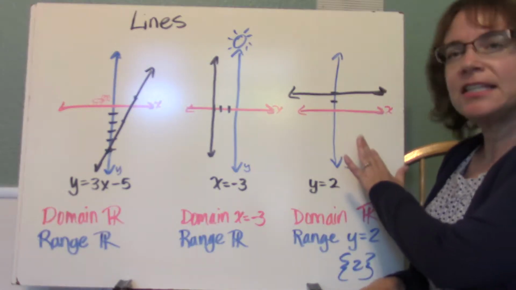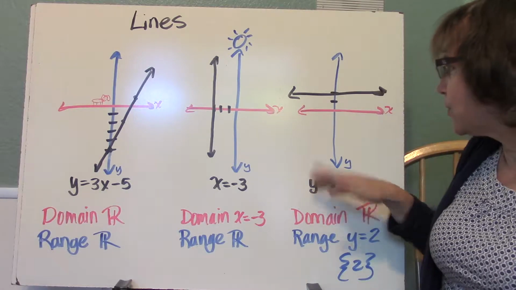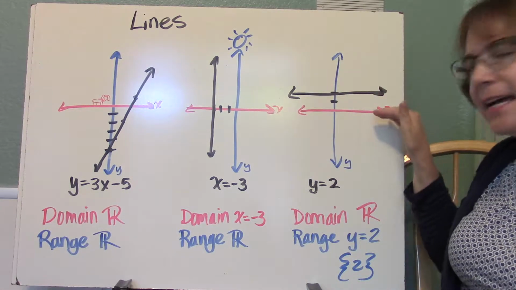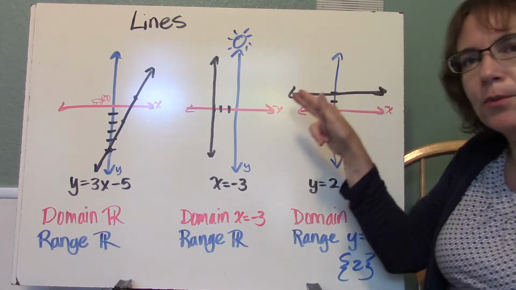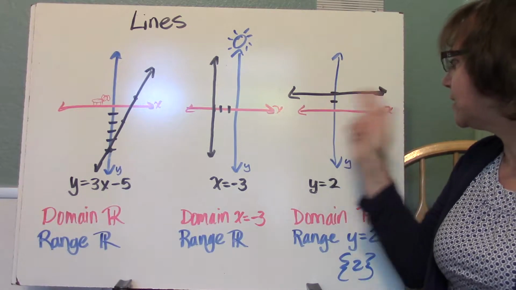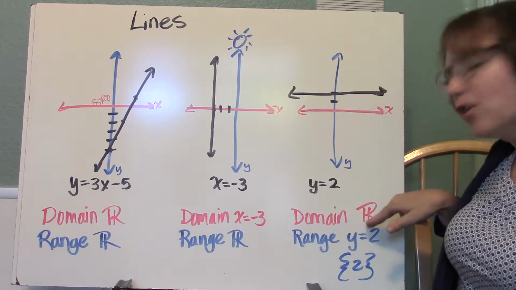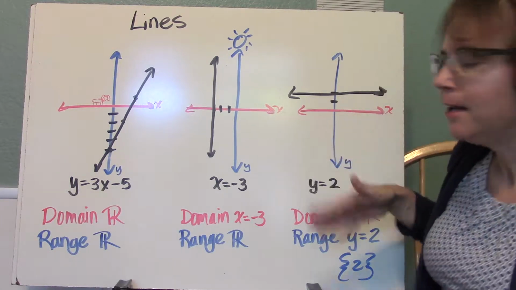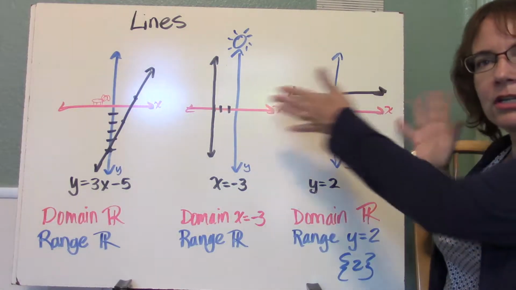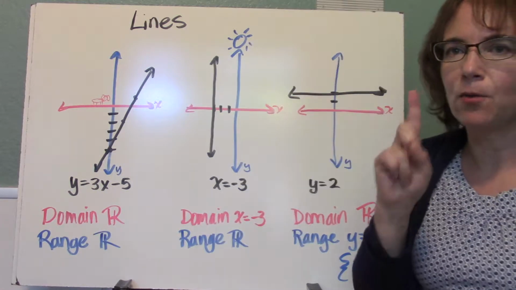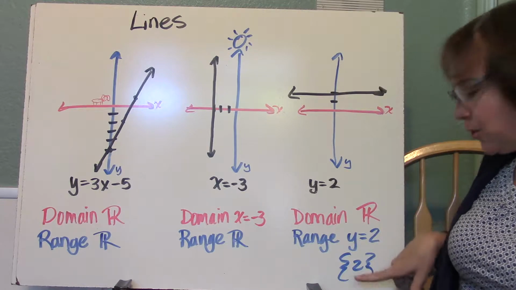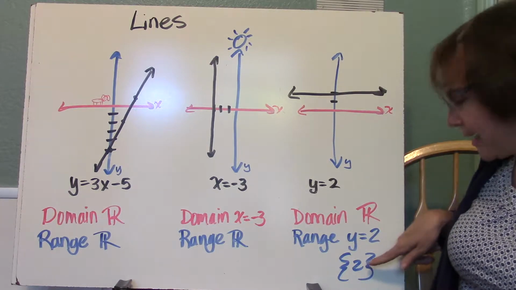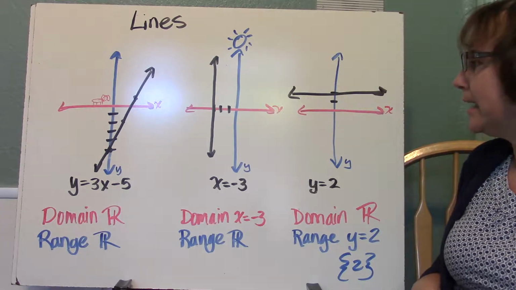So let's take a look at this one over here, y equals 2. So here's my y-axis, here's my x-axis, and this is the line y equals 2. So y is always equal to 2. No matter what x is, y is equal to 2. So my domain is all real numbers. x could be anything. And when x is anything, either direction, we know that y is only going to be one value, and that one value is 2. So my range is y equals 2, or I could put it in little brackets right here in set notation and just write a 2.